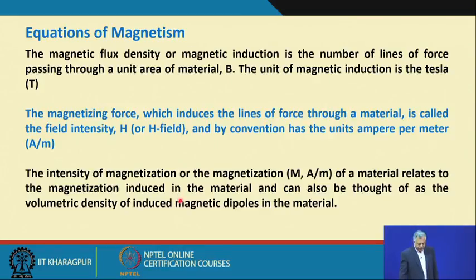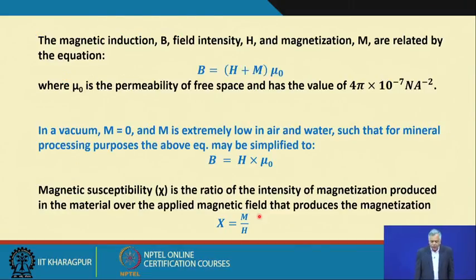The intensity of magnetization, or the magnetization, that is M, of a material relates to the magnetization induced in the material and can also be thought of as the volumetric density of induced magnetic dipoles in the material. Magnetic induction is represented as B, field intensity as capital H, and magnetization as capital M.